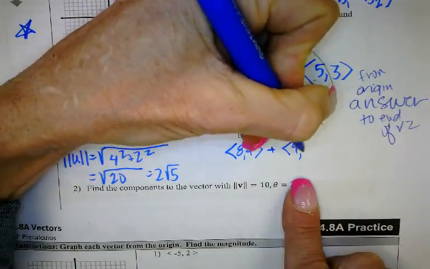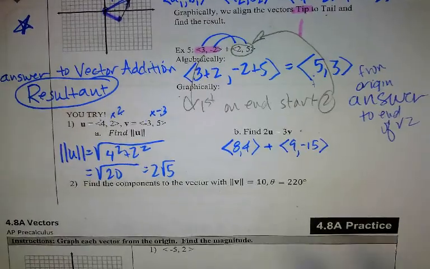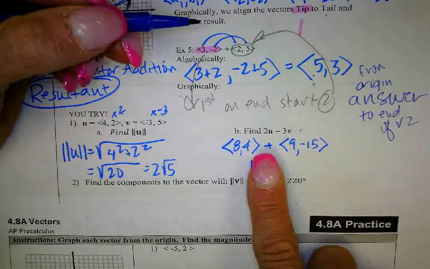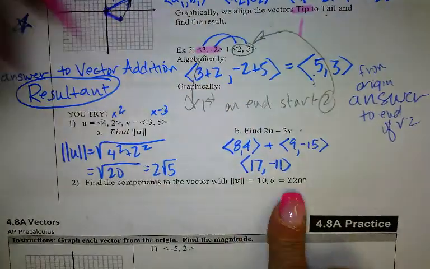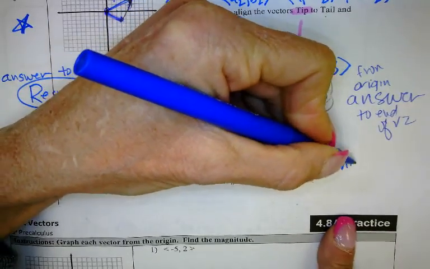And then I add those together. I add the x components and get 17. Add the y components, get negative 11. And this is my resultant vector, which is literally just like saying this answer to addition. Okay?